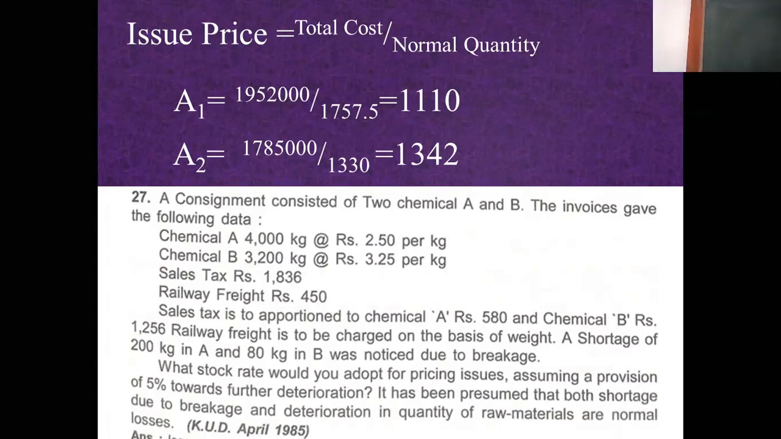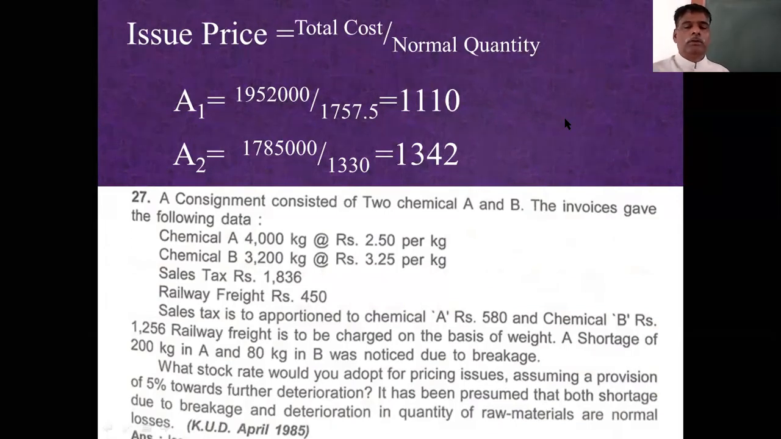It has been presumed that both shortages are normal shortages due to breakage and deterioration. Shortage due to breakage and deterioration in quantity of raw material is normal loss, not abnormal loss. If there is abnormal loss, you have to reduce the cost also. For normal loss, only quantity is reduced; for abnormal loss, quantity as well as cost, as you studied in your consignment account in Part 1. Okay. Normal loss.